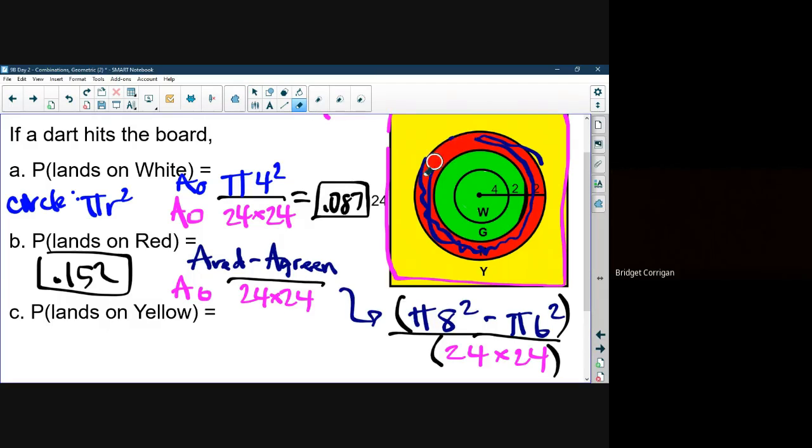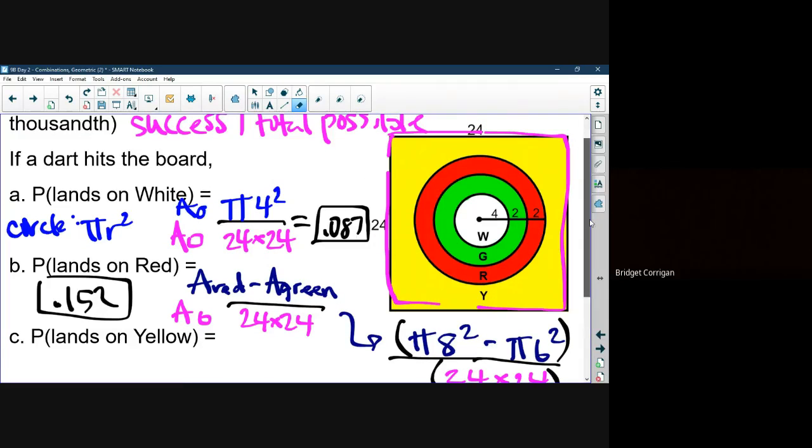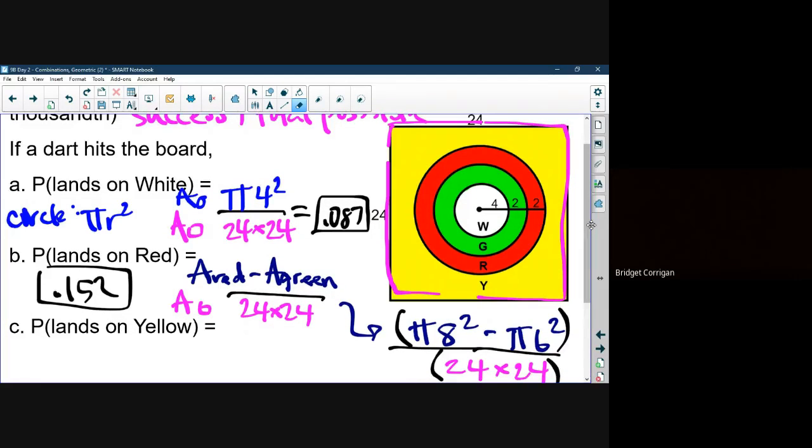Okay, and then finally, you have to clear all of this out, the area of the yellow. So the yellow is going to be everything outside of the circle. It's still out of the whole total dartboard, so it's still out of that 24 by 24. But then the yellow is going to be the area of the whole square minus, we're going to subtract off this whole circle area.